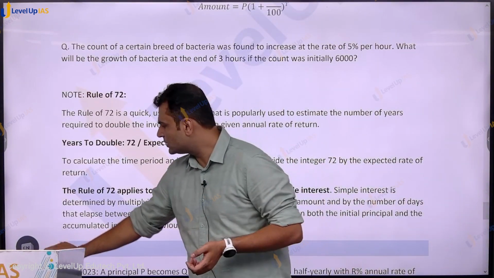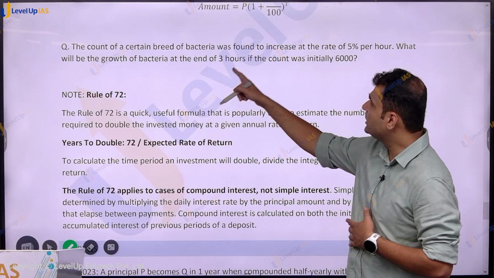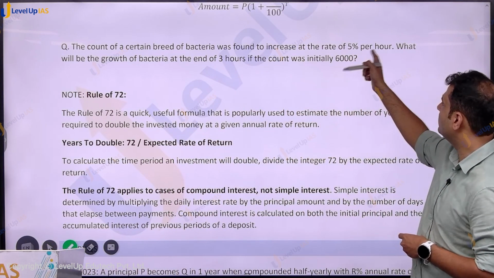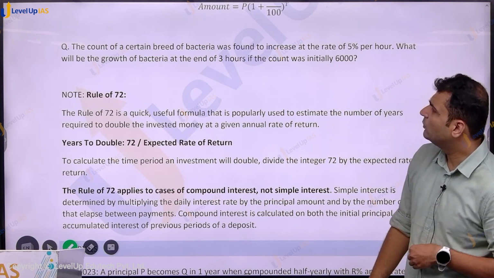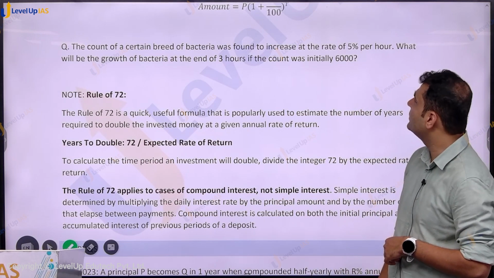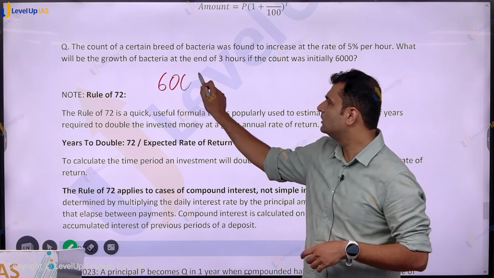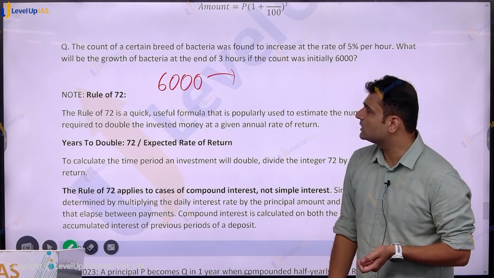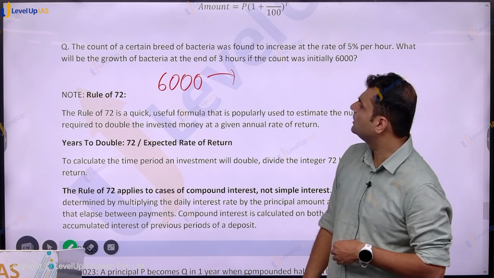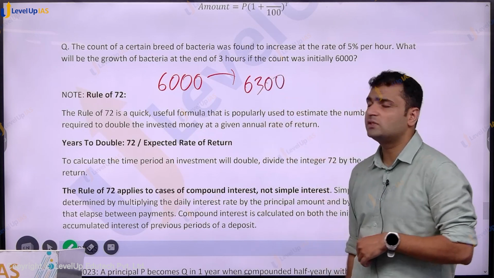Let us see this question, similar to what we are doing for compound interest. The count of a certain breed of bacteria was found to increase at the rate of 5% per hour. What will be the growth of bacteria at the end of 3 hours, if the count initially was 6,000? So it was 6,000. After 1 hour, 5% increase. 5% of 6,000: 10% is 600, 5% is 300. So after 1 hour, it becomes 6,300.